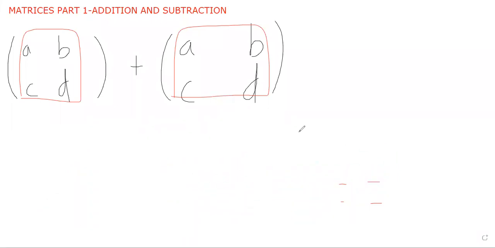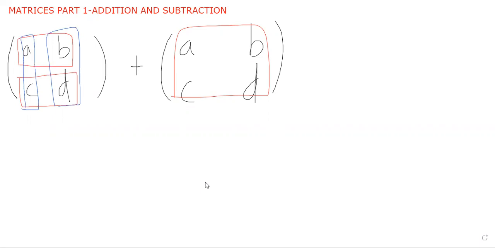So to know how to do it, very simple. Remember, each matrix has corresponding parts. To name a matrix, the first thing you need to know is what are rows and columns. Rows go across. So this matrix here has two rows, and the columns are vertical.